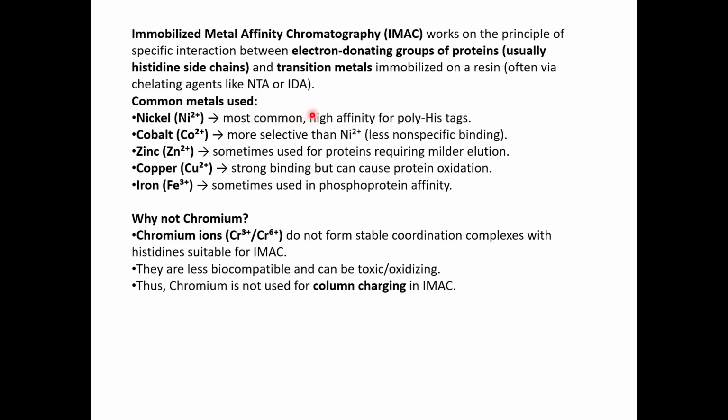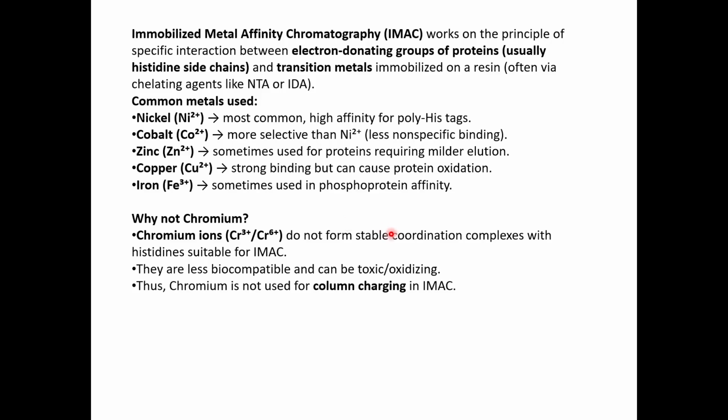So nickel is most common, high affinity for polyhistidine tags. Cobalt is more selective than nickel, less non-specific binding. Zinc sometimes is used for protein requiring milder elution, and copper has strong binding but can cause protein oxidation. Then iron is sometimes used in phosphoprotein affinity, but however chromium is not used for metal affinity.